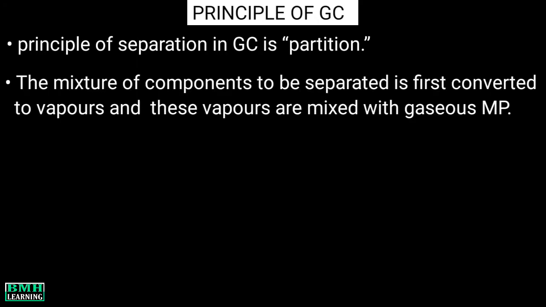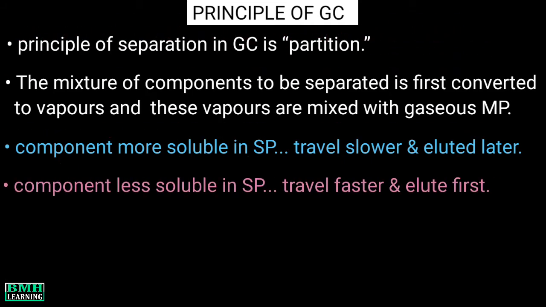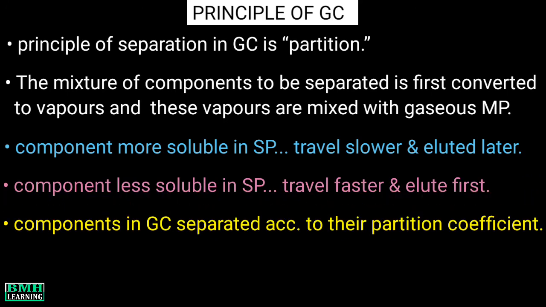Now let's talk about the principle of separation. The principle of separation in gas chromatography is partition. The mixture of components to be separated is first converted to vapors, and then these vapors are mixed with gaseous mobile phase. The component having more solubility in stationary phase will travel slower and gets eluted later. On the other hand, the component having less solubility in stationary phase will travel faster and gets eluted out first. So we can say the components in this technique are separated according to their partition coefficient.